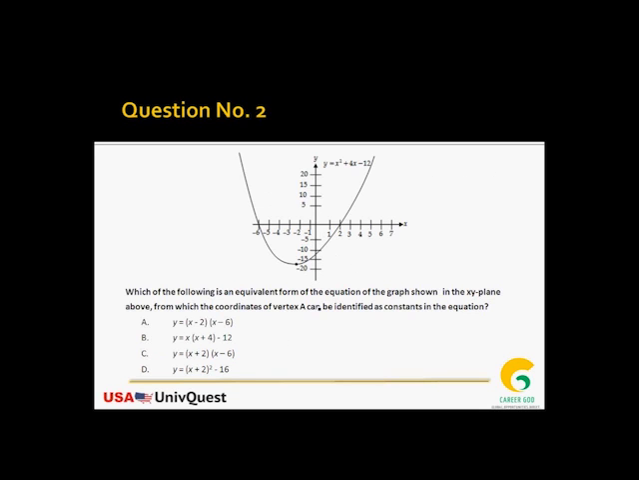Try to give me the answer for this question. They've given a parabola, with the equation y is equal to x square plus 4x minus 12. Which of the following is an equivalent form of the equation of the graph shown in the xy plane above, from which the coordinates of vertex A can be identified as constants in the equation? This is my coordinate A. So which of the following gives the coordinates of vertex A from the given equation?